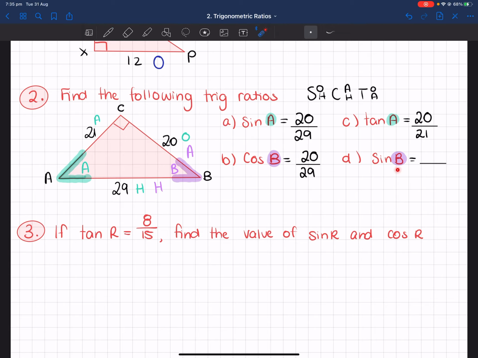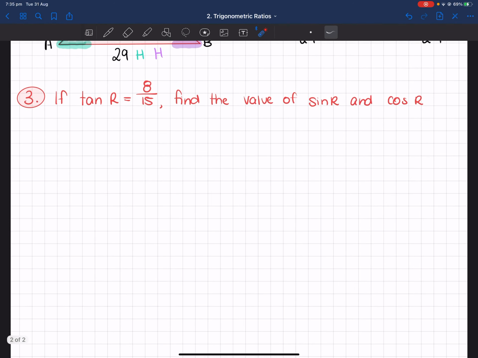All right, then the last one is angle B for sine, so it's opposite over hypotenuse. The one that's opposite is this one now, so we write that as our opposite side. So it's going to be 20 over the hypotenuse, which is 29. And if you can simplify any of these, please do so. Always leave them simplified.